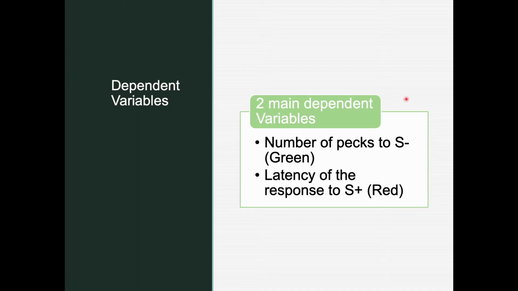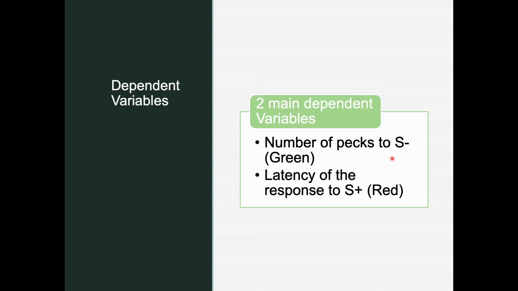So the 2 main dependent variables that we're going to focus on are the number of pecks to the S minus, which again was the green light, and the latency of response to the S plus. Now, if you think back to the Dinsmore article, Dinsmore did talk about using a latency measure to measure responding to the S plus as sort of an index of the strength of a discrimination.